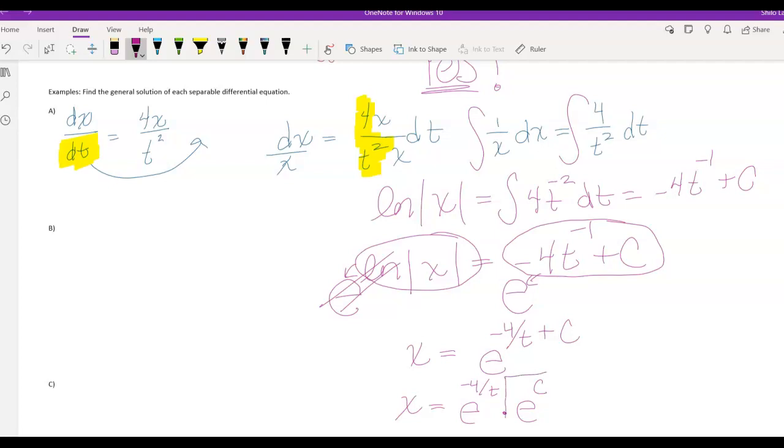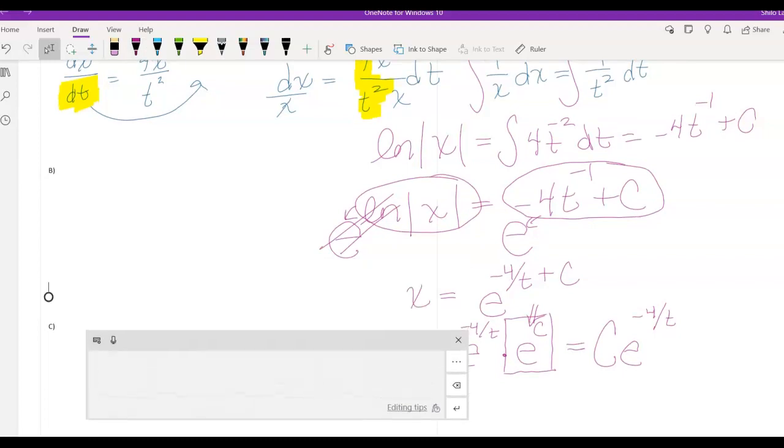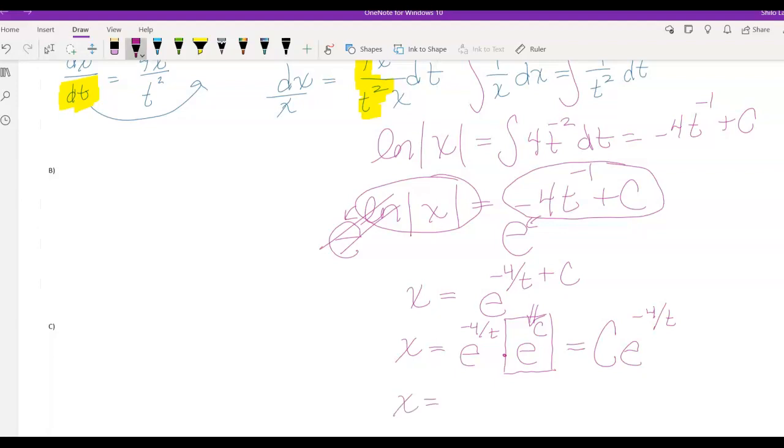The e to the c here, since e is just a constant and c is just a constant, and technically an unknown constant, we can just think of that entire factor right there as an entire multiply by c. And we're going to see this quite a bit when we get to exponential growth and decay applications. So what we've got for our final general solution is x equals c times e to the negative 4 divided by t. That is the general solution for our differential equation.